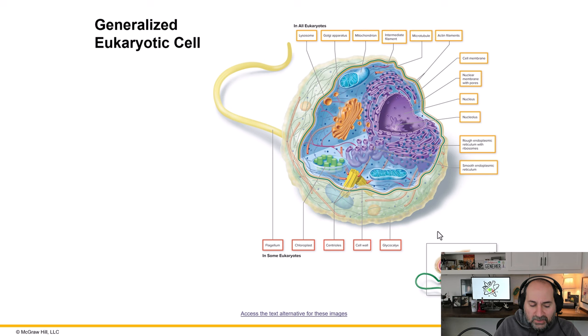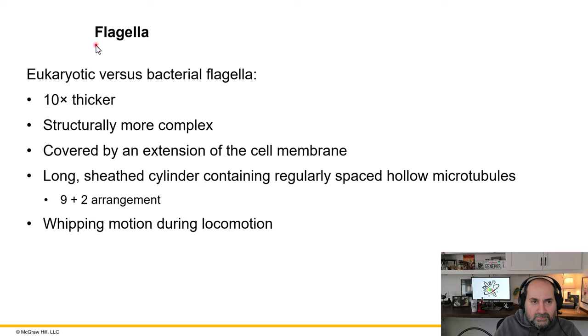And remember, some eukaryotes possess a flagella for motility. Now, what you should know is that eukaryotic flagella are quite different from bacterial flagella. First of all, they're 10 times thicker than bacterial flagella. They're structurally much more complex. They're actually covered with a membrane, an extension of the plasma membrane.